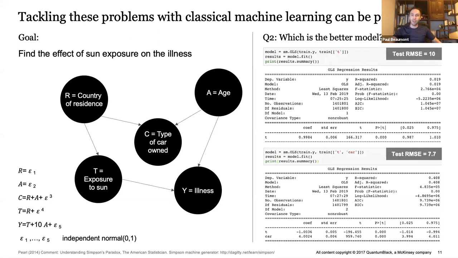Okay, let me give you a second example, and then we will get a little bit deeper into Bayesian networks. So second example, imagine that we control the data, right? Imagine that we have this data generating process, right? So this just follows a system of equations.